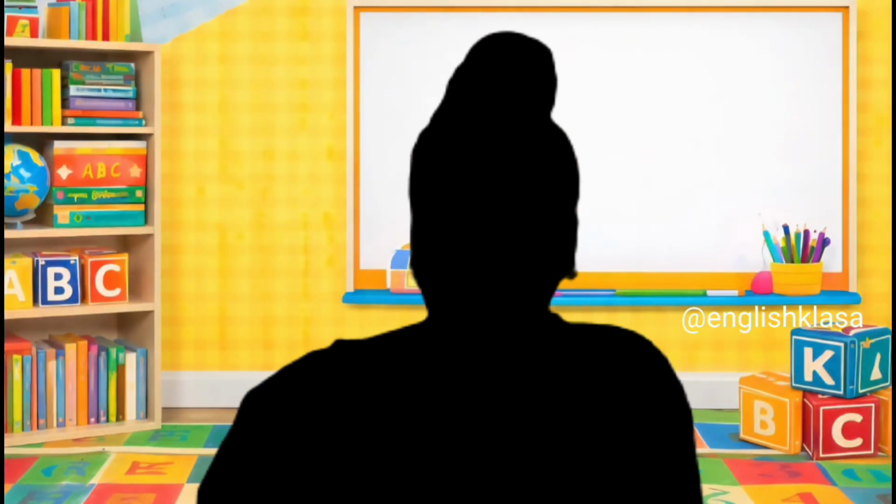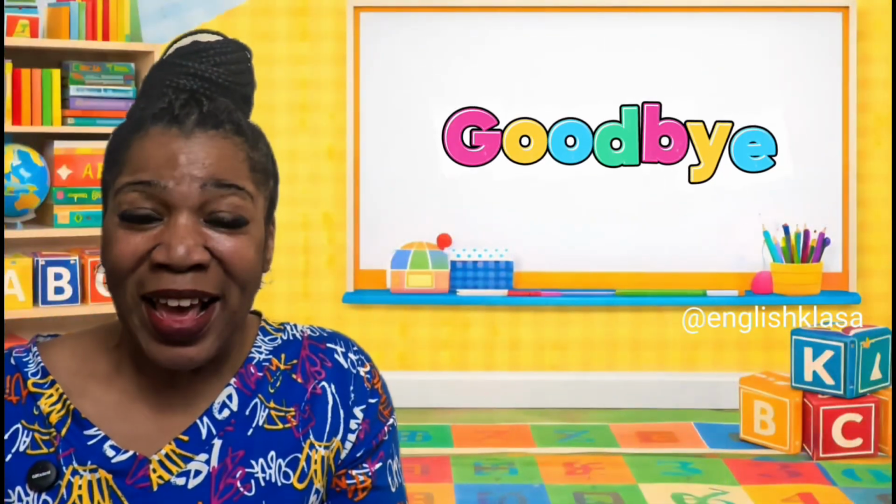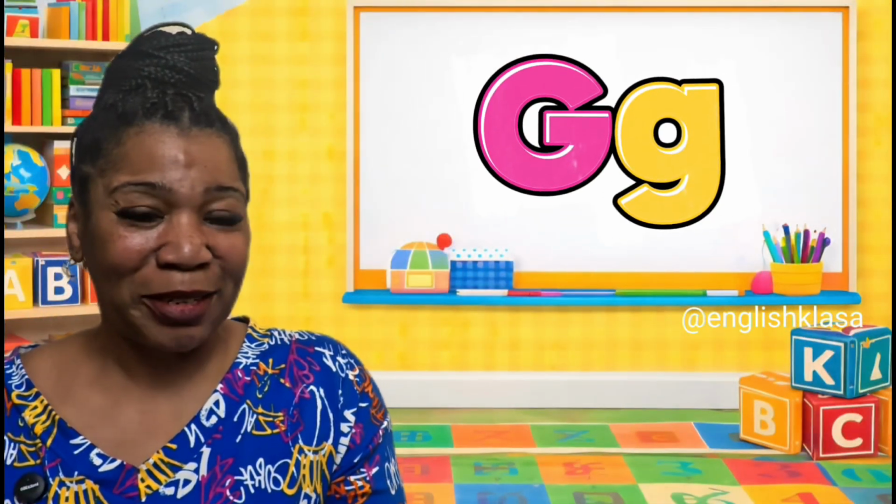Today we're going to learn what to say when leaving a conversation. When you leave a conversation, you use the G word. Not that G word. The letter G makes the G sound. Can you say it with me? G. The word goodbye starts with the letter G. Let's say it together.